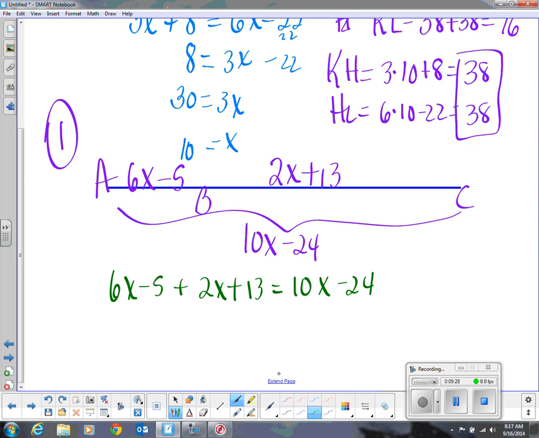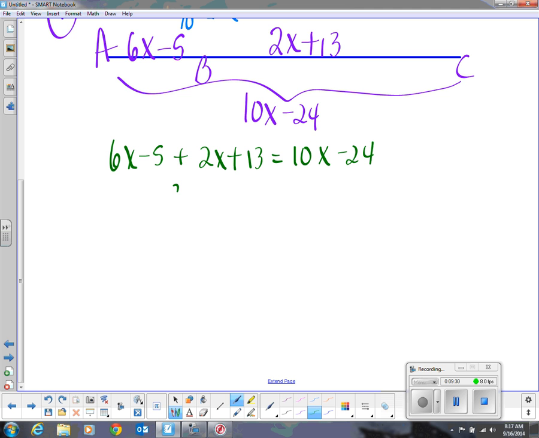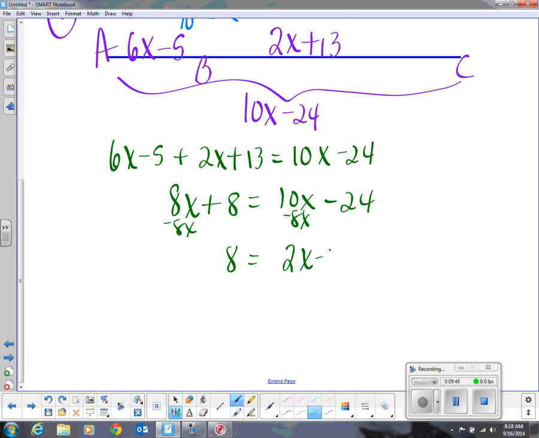All right, and now on this side, we're going to add the 2 to the 6, and negative 5 plus 13 is a positive 8. All right, I'm going to subtract 8x because I don't like negatives, so I'm not going to subtract the 10. So that's going to be 2x minus 24. Then we're going to add 24, and we're going to come up with 32. And then when you divide, you've got 16.